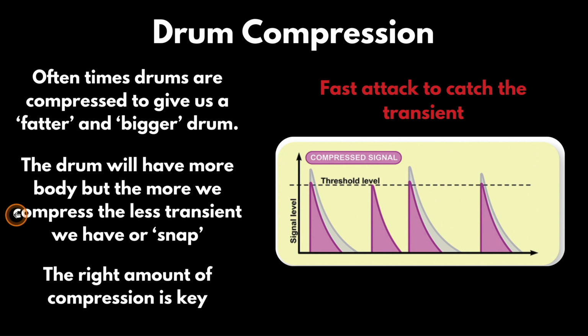So drum compression is a little bit different, because when we're working with drums, unlike vocals, it's not a smoothly moving waveform. We have super high transients, so we have those super high and sharp peaks. So this is going to be a different kind of compression. Oftentimes drums are compressed to give us a fatter and bigger sound. The drums will have more body, but the more compressed, the less transient we have, or the less snap. So the right amount of compression here is key.